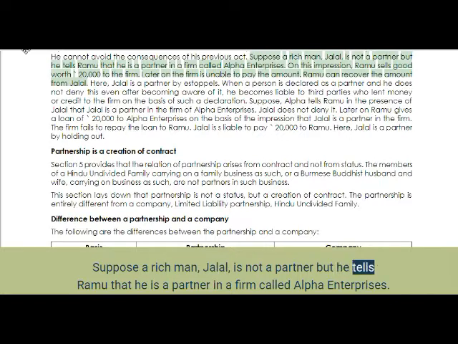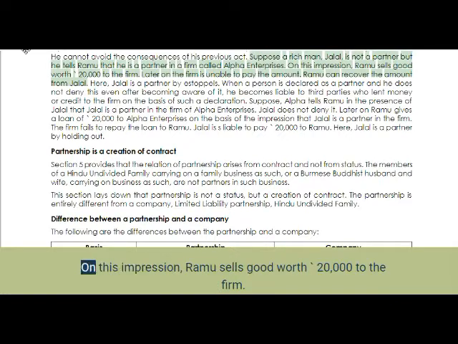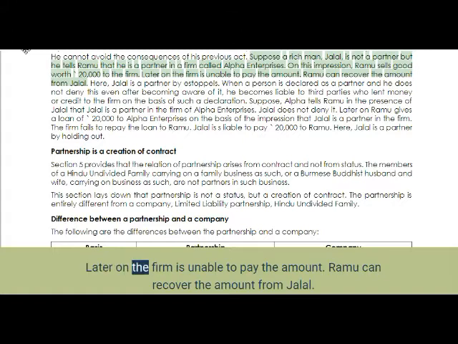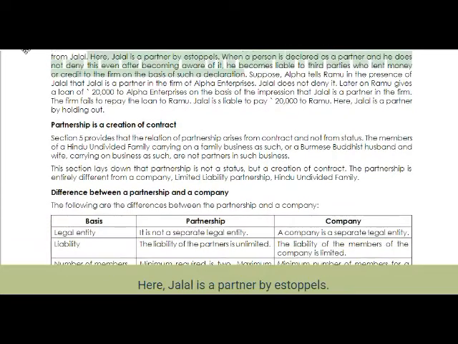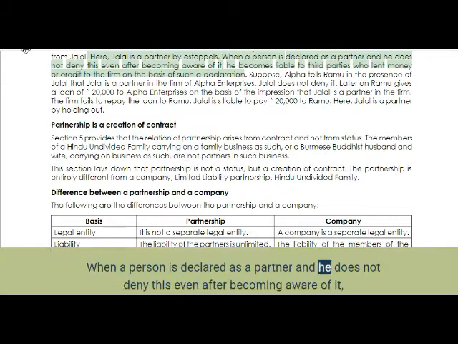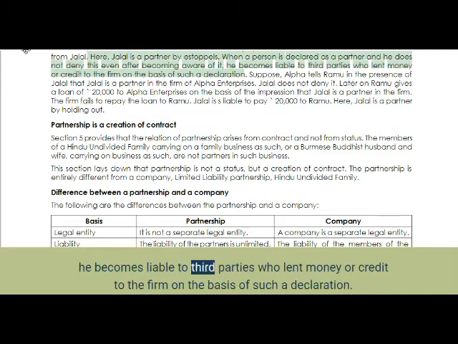Suppose a rich man, Jalal, is not a partner, but he tells Ramu that he is a partner in a firm called Alpha Enterprises. On this impression, Ramu sells goods worth 20,000 to the firm. Later on, the firm is unable to pay the amount. Ramu can recover the amount from Jalal. Here, Jalal is a partner by estoppel.